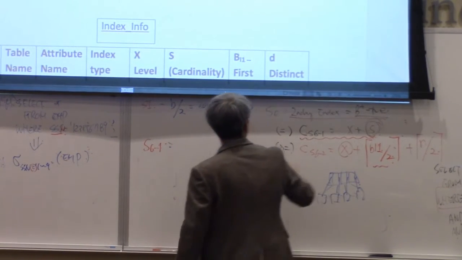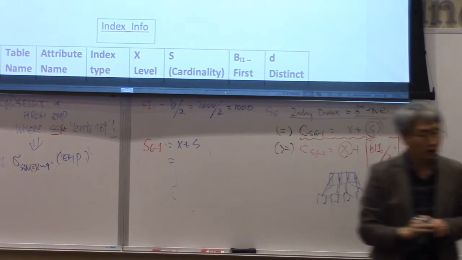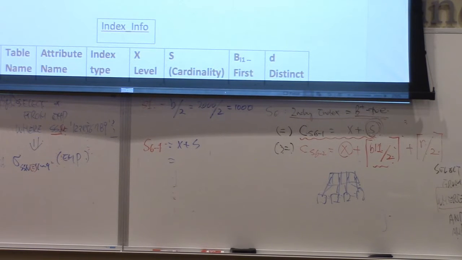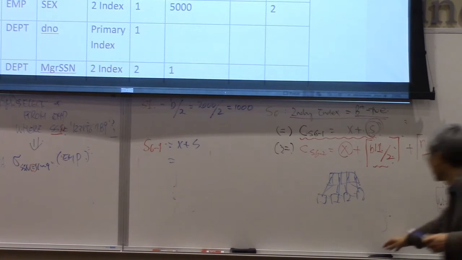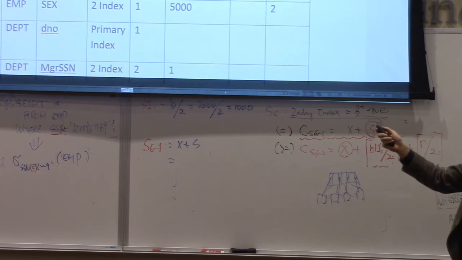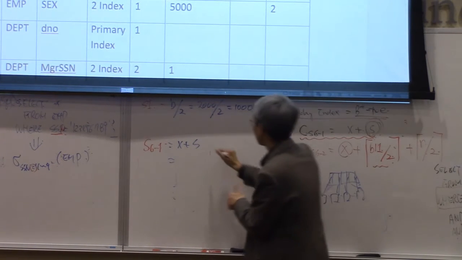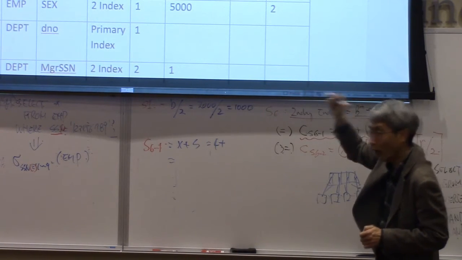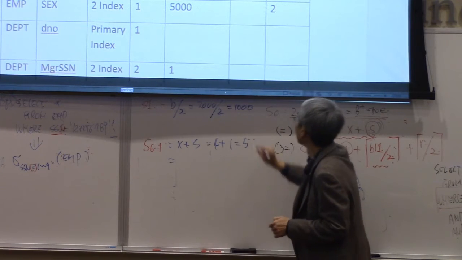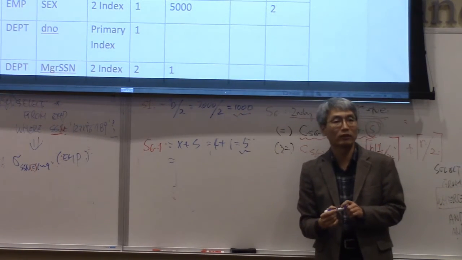What about this one? It's x plus s. How many x? How do we know? What is the x? Always the catalog table. If you go to the catalog table, for the SSN, x is 4. Plus, what is the selection cardinality? 1. So this will be 5. So, 1,000 and 5. Which one will be selected?